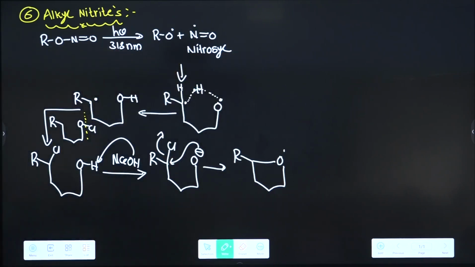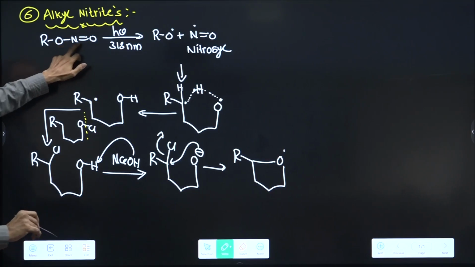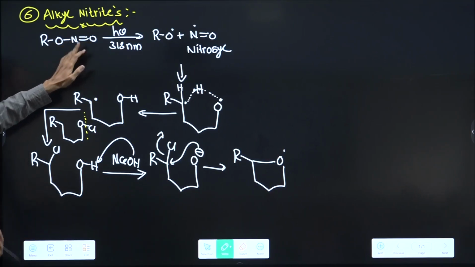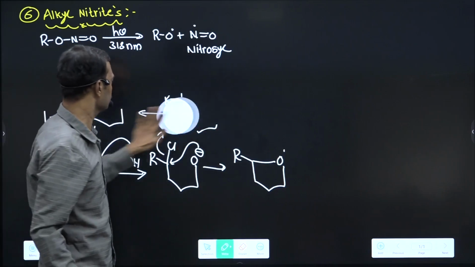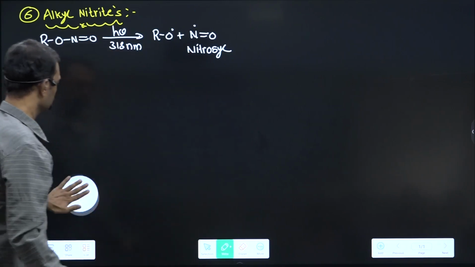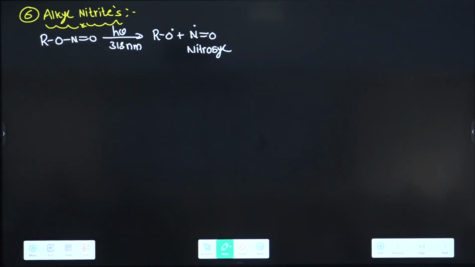Is it similar to alkyl hypohalite or not? Alkyl hypohalite, and this is almost all the same. But in place of NO, what is written? Halogen. Alkyl nitrites, RONO on photolysis will give alkoxy radical and nitrosyl radical.